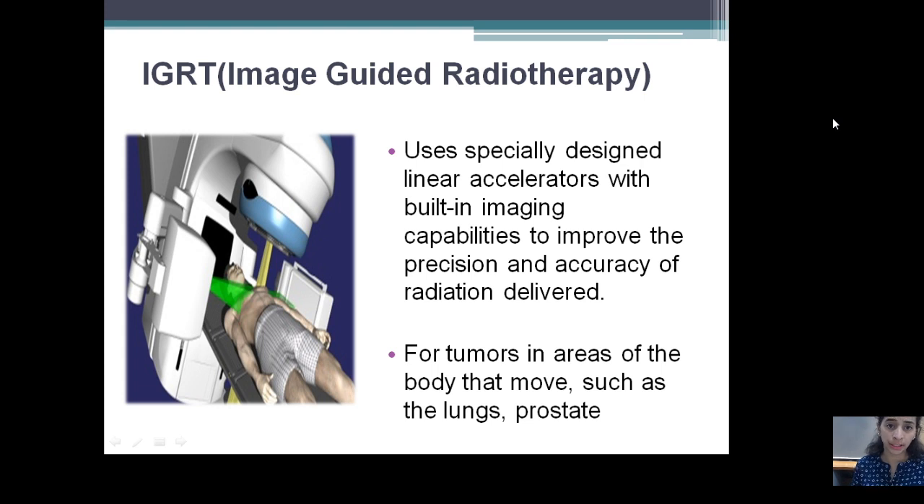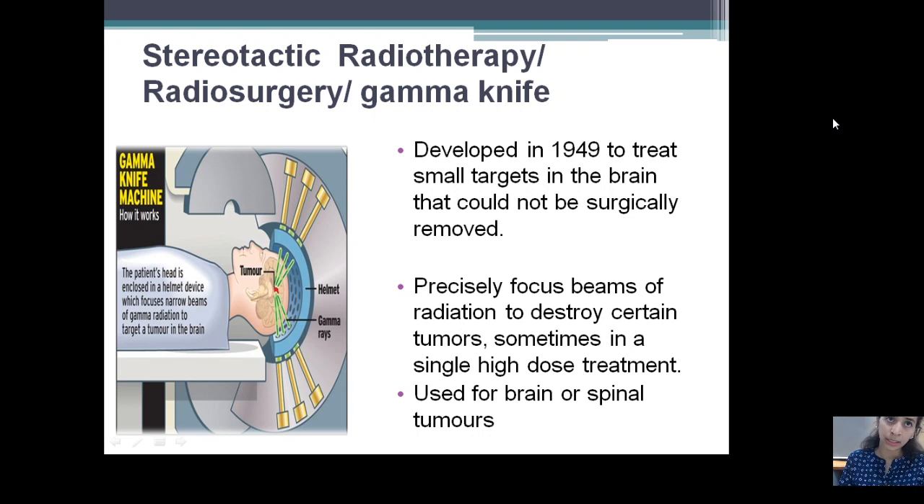Then we have IGRT, which is image guided. It uses specifically designed linear accelerators with built-in imaging capabilities to improve the precision and accuracy of the radiation delivered, for tumors in areas of the body that move, such as lung and prostate.